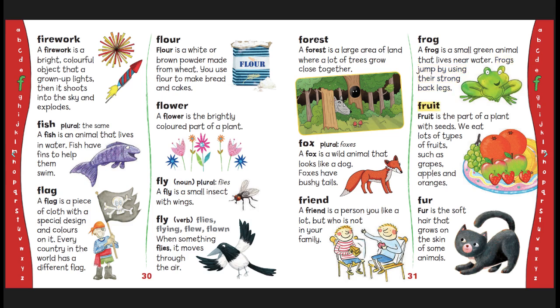Fruit. Fruit is the part of a plant with seeds. We eat lots of types of fruits, such as grapes, apples, and oranges. Fur. Fur is the soft hair that grows on the skin of some animals.